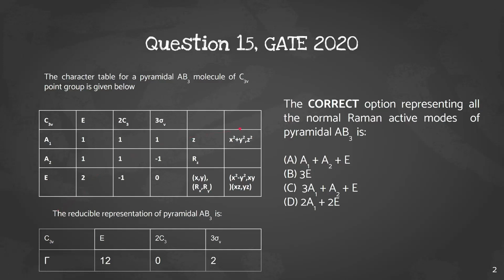For our discussion, question 15 of GATE 2020. Here C3v point group is given along with a reducible representation of a pyramidal AB3 group. We have to find out the normal Raman active mode for the same molecule.